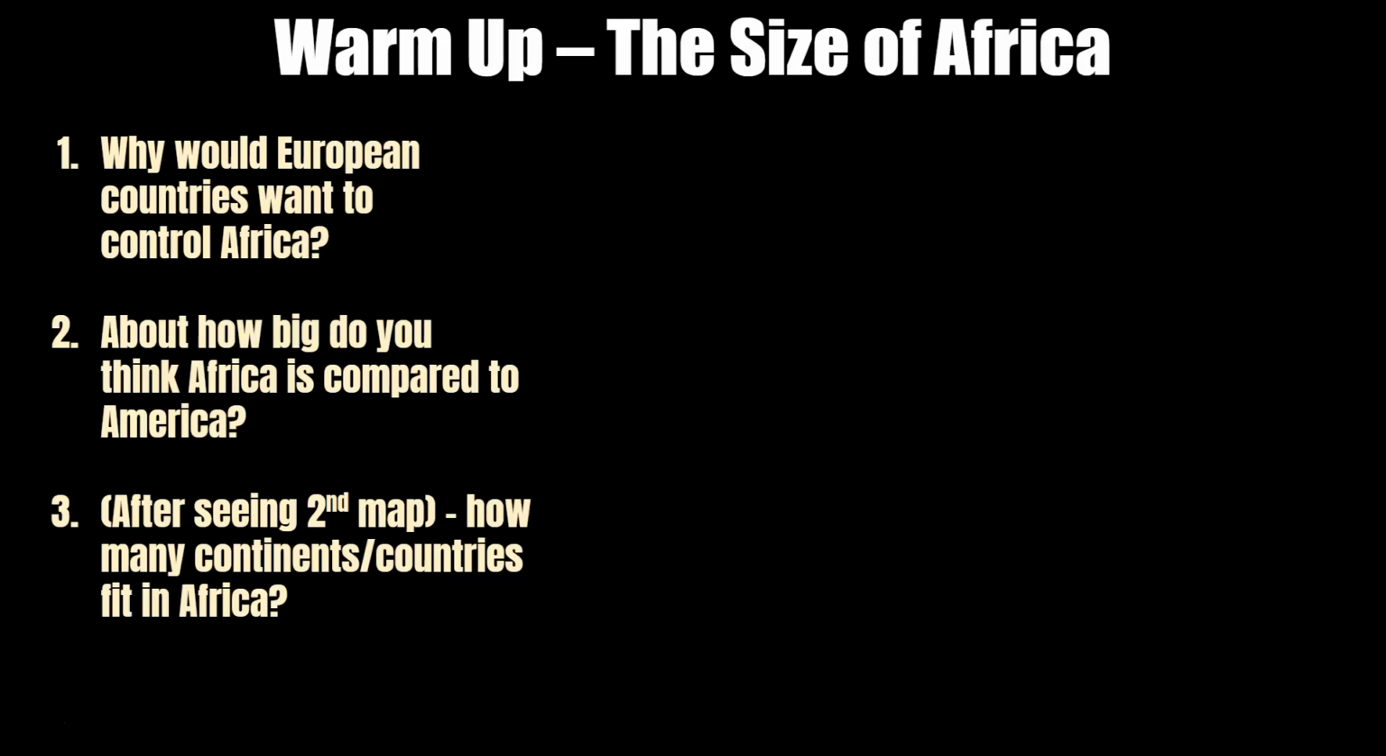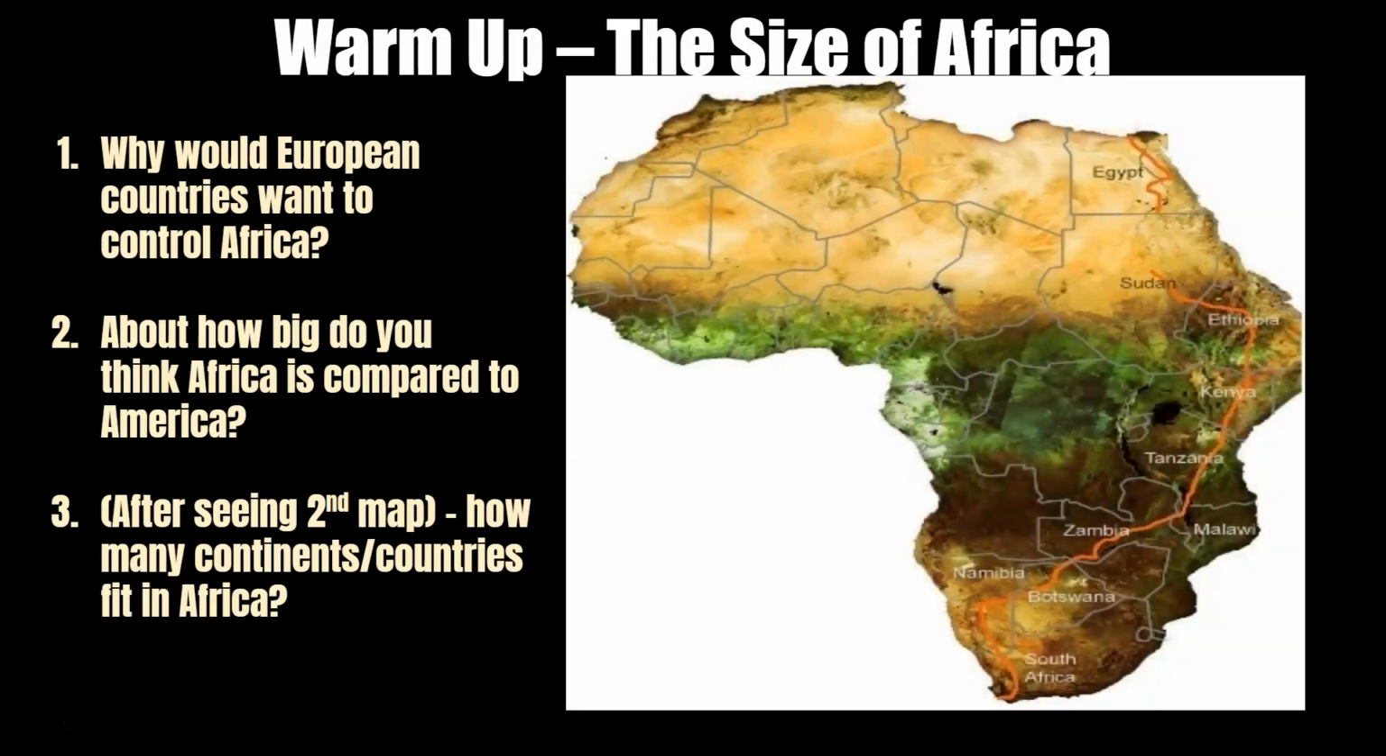So before we jump into the content, I want you to look at Africa. That's going to be the focus for imperialism in this unit. I want you to ask yourself these questions. One, using the following images, why would European countries want to control Africa at all? Two, how big do you think Africa is compared to the United States? And three, after seeing the second map, how many countries or continents actually fit into Africa? So go ahead and take a second, play the guessing game here, pause the video for maybe 10 or 15 seconds, jot down some ideas on your piece of note paper, and we'll continue here in a second.